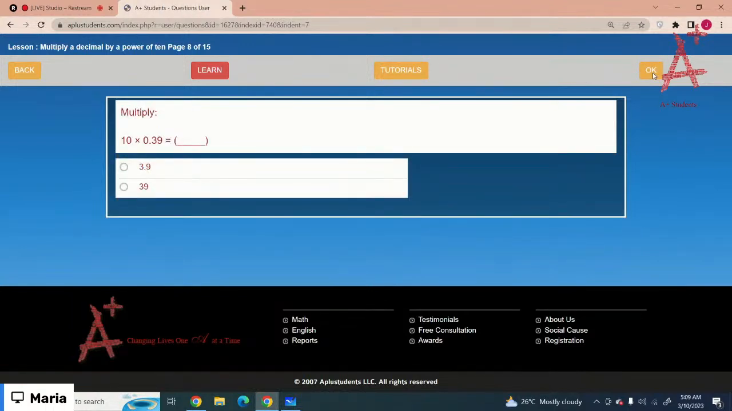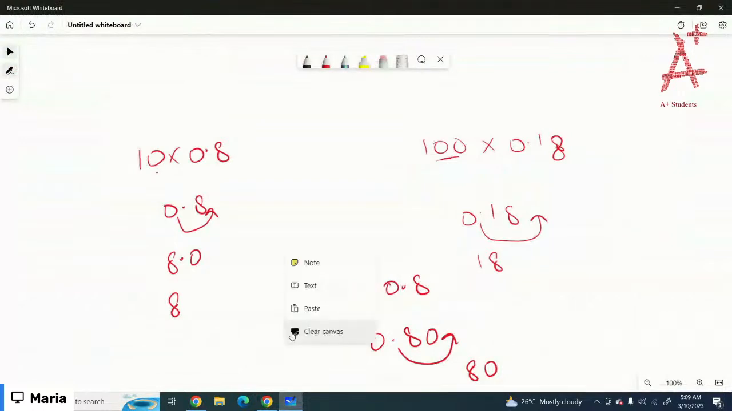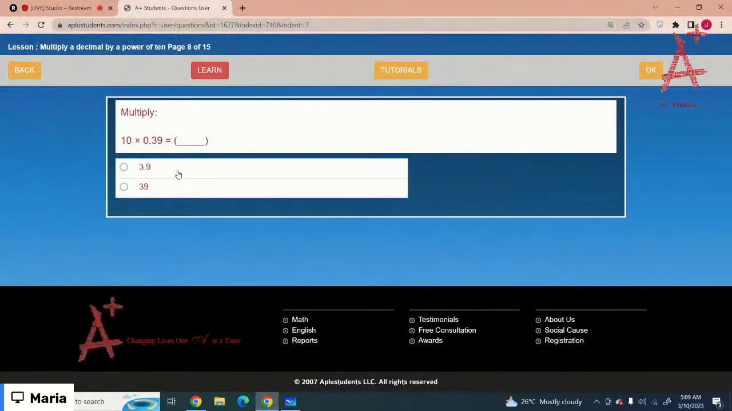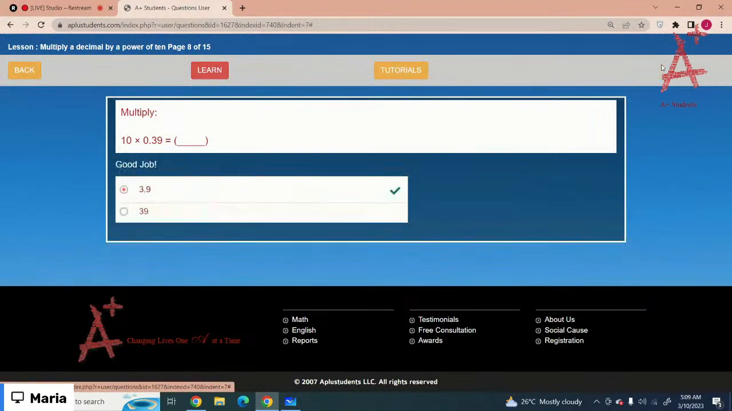Okay, 10 times 0.39. So you have just one zero in the 10. So you need to move the decimal point one place right. So it would be moved from here to here. So it is then 3.9. Got it? So the correct option is 3.9. Got it?